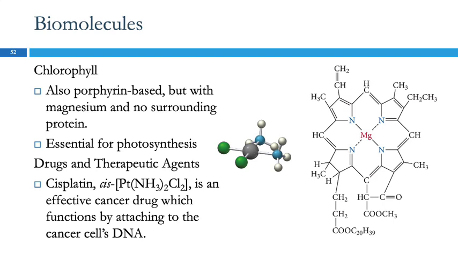Drugs and therapeutic agents. Cisplatin, which must be diamminedichloroplatinum(II), is a cancer drug. And the way this functions is it attaches to the cancer cell's DNA and messes up the reproduction of the cells. The end.